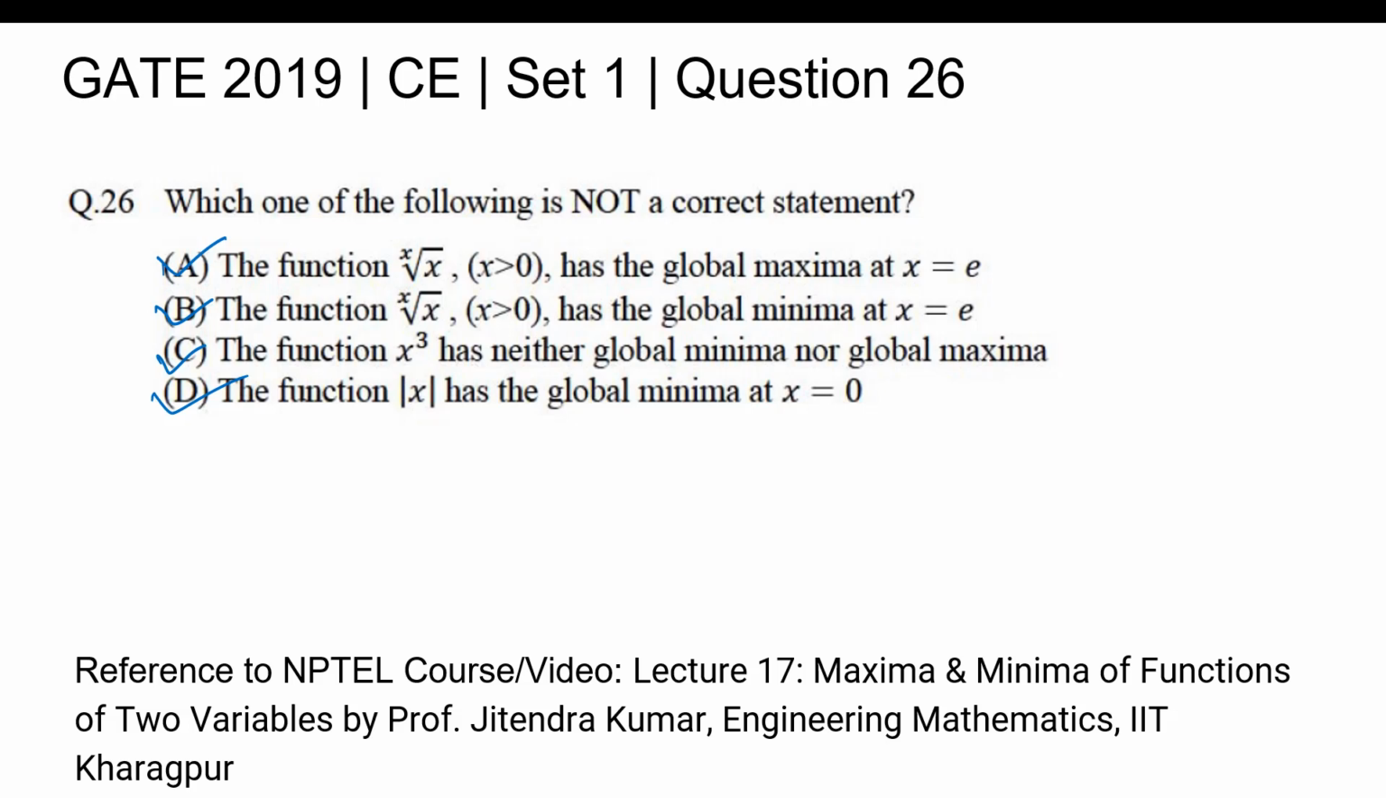GATE 2019 Civil Engineering Set 1 Question 26. Which one of the following is not a correct statement? Statement A. The function x^(1/x), x greater than 0, has the global maxima at x equal to e. Statement B. The function x^(1/x), x greater than 0, has the global minima at x equal to e. Statement C. The function x cube has neither global minima nor global maxima. Statement D. The function mod x has the global minima at x equal to 0.